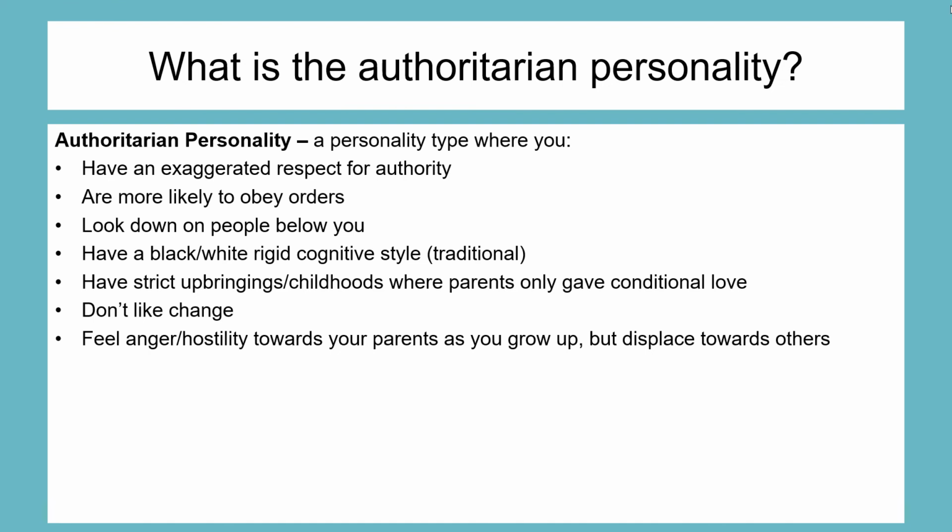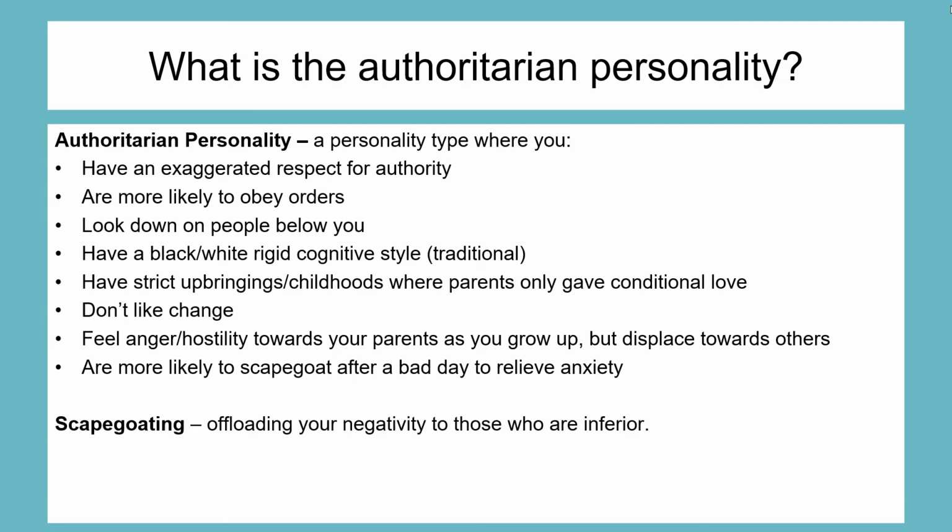And because their parents only gave them conditional love, they feel quite a lot of anger towards their parents. But because they respect them greatly, they can't take that anger out on them, so they displace it towards other people. Usually, they're more likely to displace that and scapegoat that towards people of an inferior status to them, and this helps them relieve their anxieties and things like that. So scapegoating is simply offloading your negativity to those around you who are inferior to you.